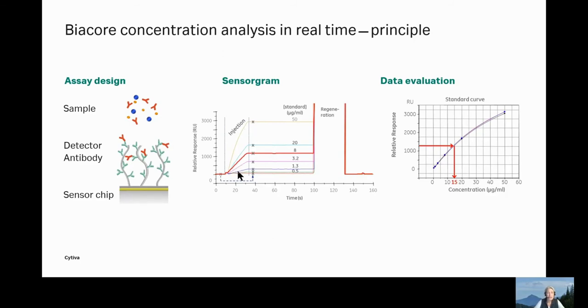So what you see here are increasing concentrations, and then for each concentration, the report point, the response, is taken at a defined time point. And this response is then plotted against the given concentration of the standard, and you get these standard curves. For an unknown sample, the response is measured from the sensorgram at the same time as for the standard, and this response then tells us with the calibration curve how much concentration is in that sample.